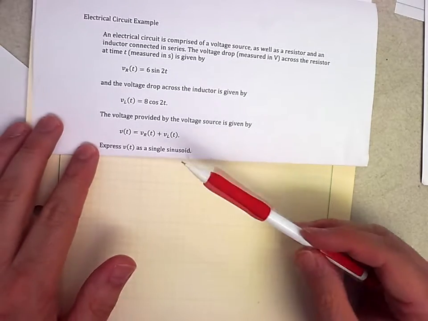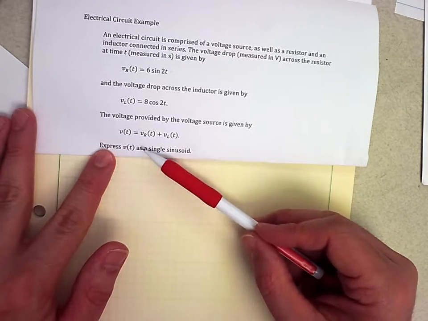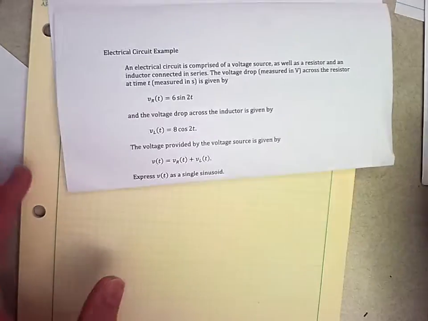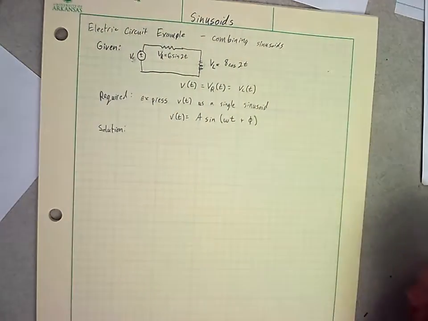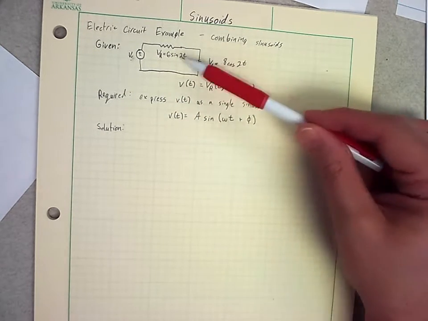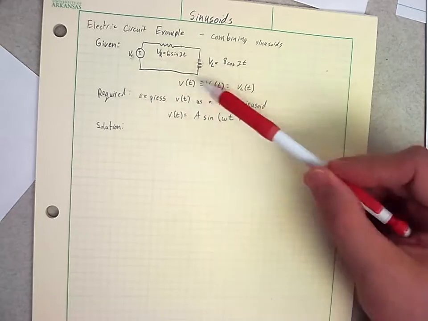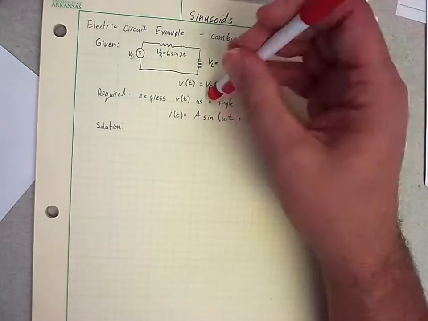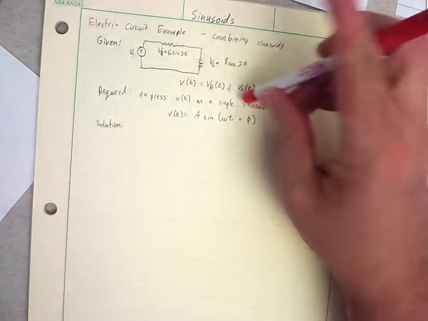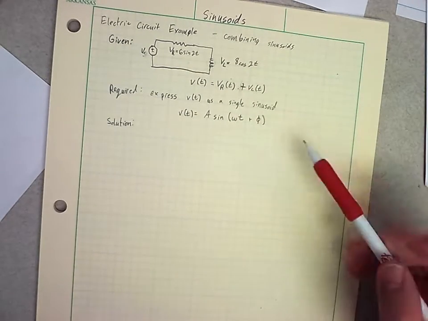The thing we do know is that the voltage provided by the source, V of t, is basically just the sum of the two voltages. And it wants us to express that as a single sinusoid, which is something we haven't done yet. So here's our circuit. We've got a voltage source, a resistor, an inductor, and we have the individual voltages. Because of Kirchhoff's laws, the total voltage drop has to equal the source, so our voltage must be the sum of the two. And it wants us to express that as a single sinusoid.